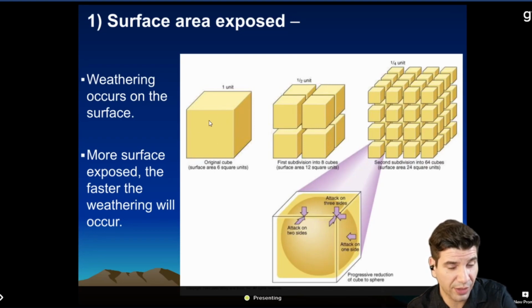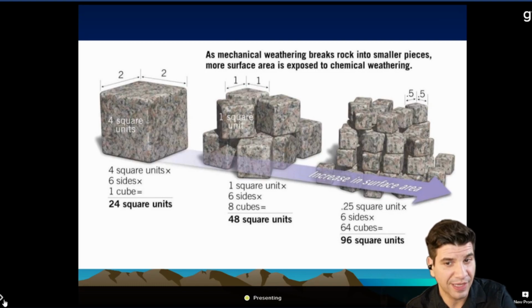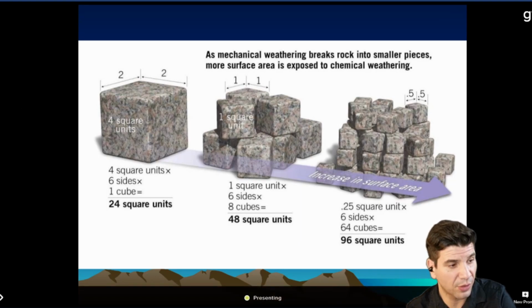Now, this one big square is pretty protected. Most of its volume is not on the outside. But if you take a look at these guys, when we split them 1, 2, 3 times, you end up getting 8 cubes. If you split them again, you end up getting 64. And all those little edges can break down. A smashed piece has the greatest surface area exposed. The interior can now be attacked. As mechanical weathering, same thing as physical weathering, breaks rocks into smaller pieces, more surface area is exposed to the chemical weathering.